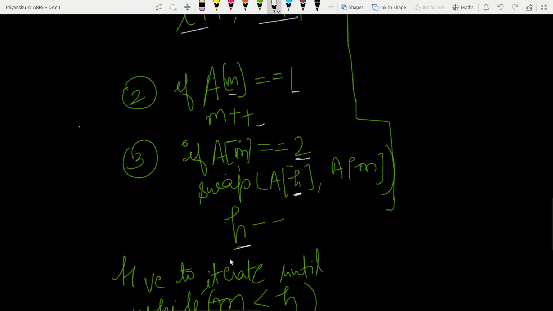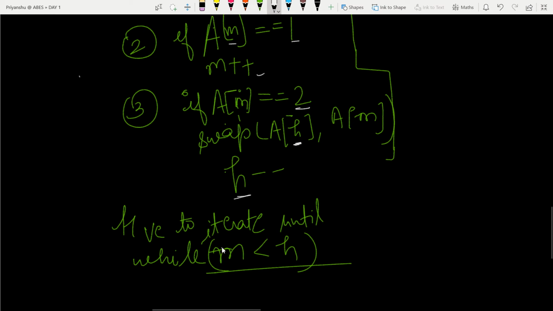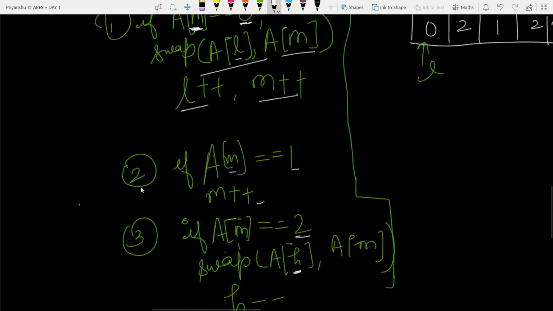And we iterate over the array until M is less than H. Okay, until M is less than H, we're going to perform these three operations.